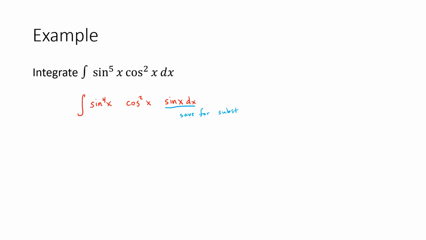But then the trick is to rewrite the remaining trig functions in terms of cosine. Because if I'm going to save this sine x for substitution, I want to make sure to rewrite everything else in terms of cosine. So I don't need to change this cosine squared, but I do need to change this sine to the 4th. So here my goal is then to rewrite this in terms of cosine.